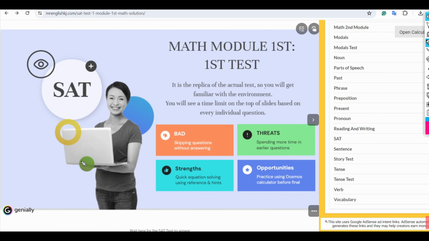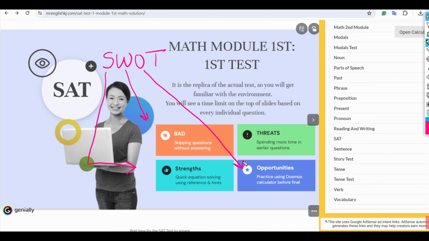If you are a management student or you have studied business, you might know about this, the SWOT analysis. SWOT analysis is an important part of management where we check someone's strength, weakness, opportunity and threat. But why we are using it here, I'll tell you. Let's start from the strength.